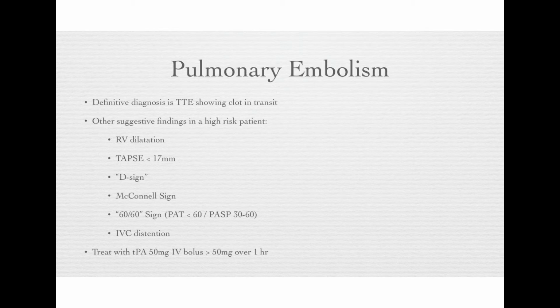When a massive pulmonary embolism is suspected, the patient is typically treated with a 50 milligram IV TPA bolus, followed by another 50 milligrams given over the following hour.